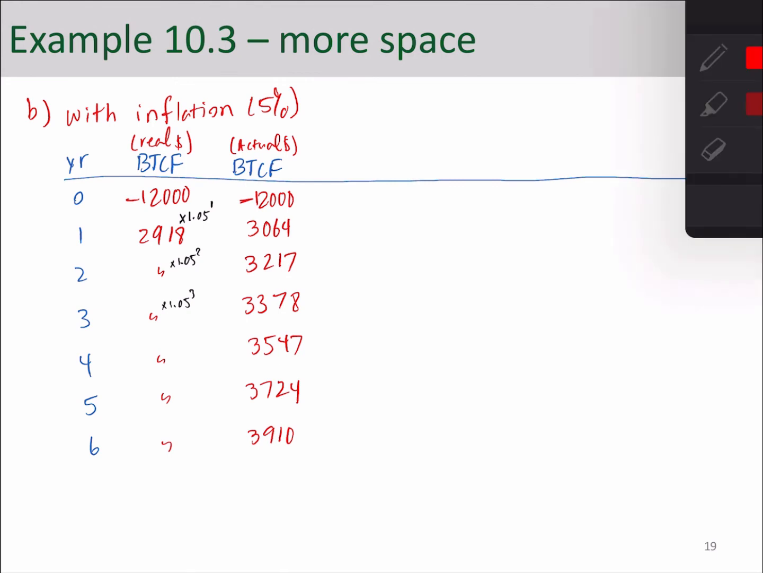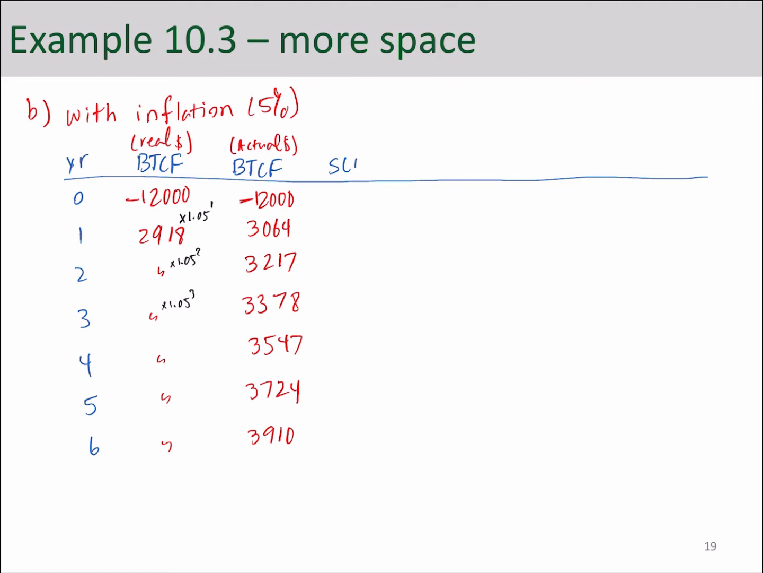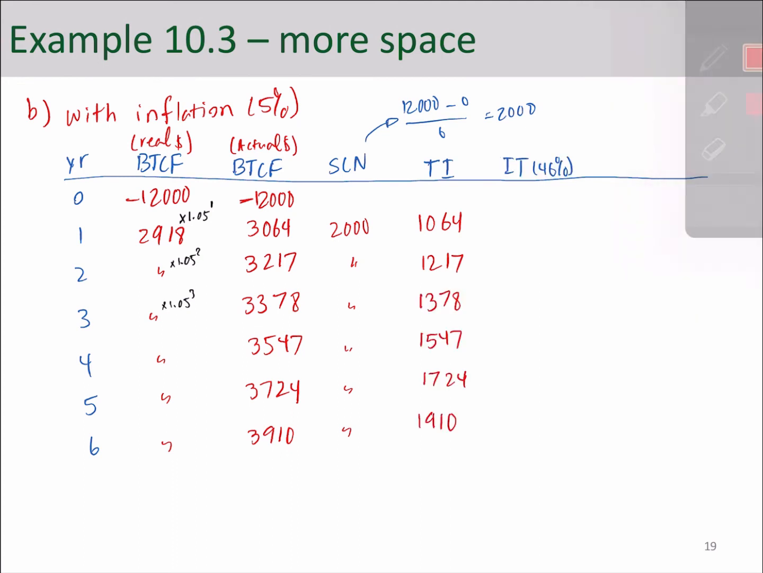So now we calculate our depreciation, using straight line depreciation, which is still $12,000 minus 0 over 6. So $2,000 is the straight line depreciation, $2,000 each year. Taxable income becomes the before-tax cash flow in actual dollars minus depreciation. In this case, that is 1,064, 1,217, and so on. Once we have the taxable income, we apply the 46% income tax on that. So 46% times the values of this column will be our income taxes.